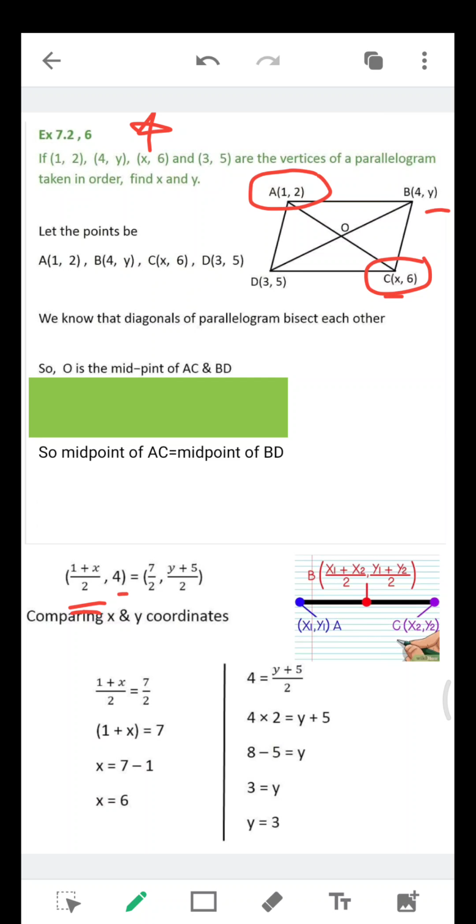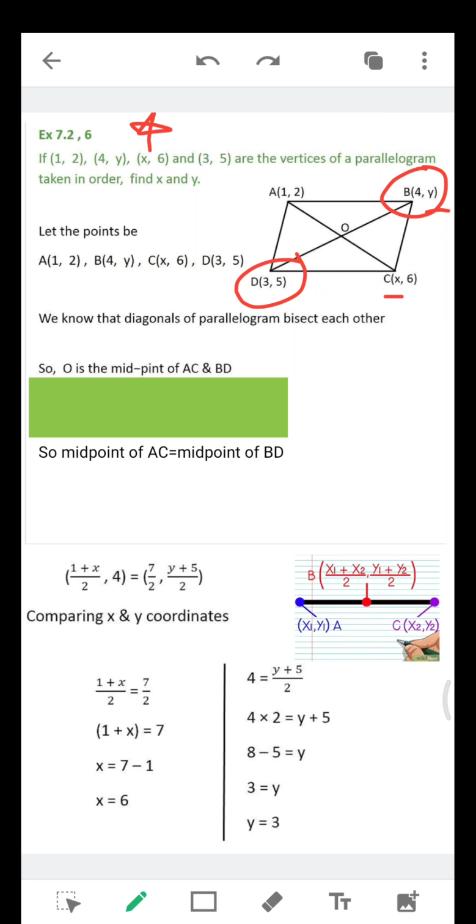Then I'll proceed with the other one, BD. The midpoint of BD I'll find. So for BD, (x1 + x2)/2, these two I am taking now: (4 + 3)/2, that is 7/2, and (y1 + y2)/2 is (y + 5)/2, that is as it is. This way we substitute all the values.